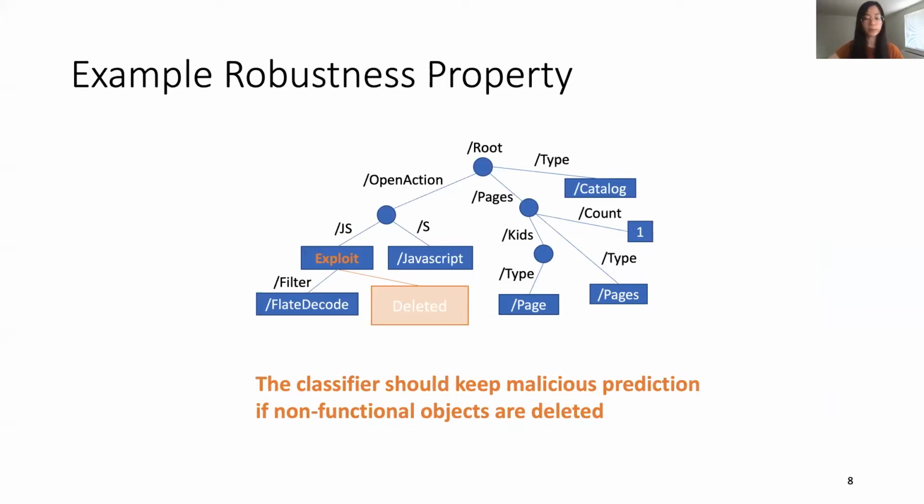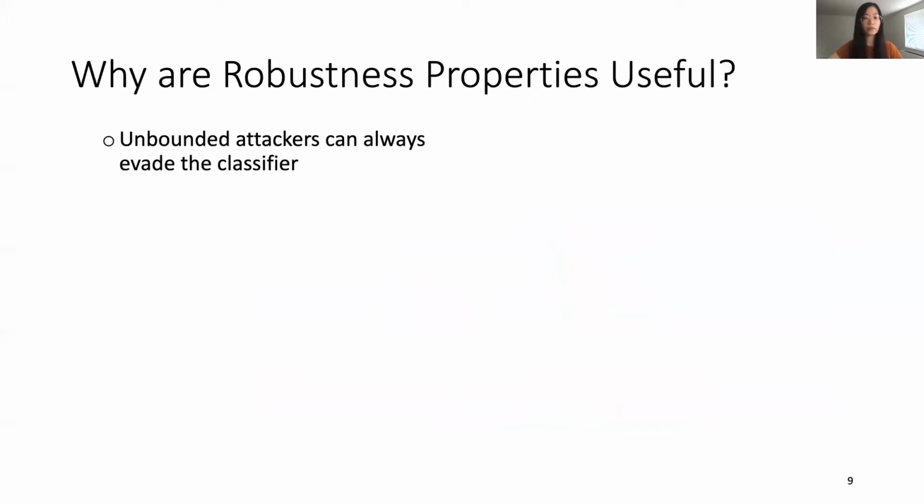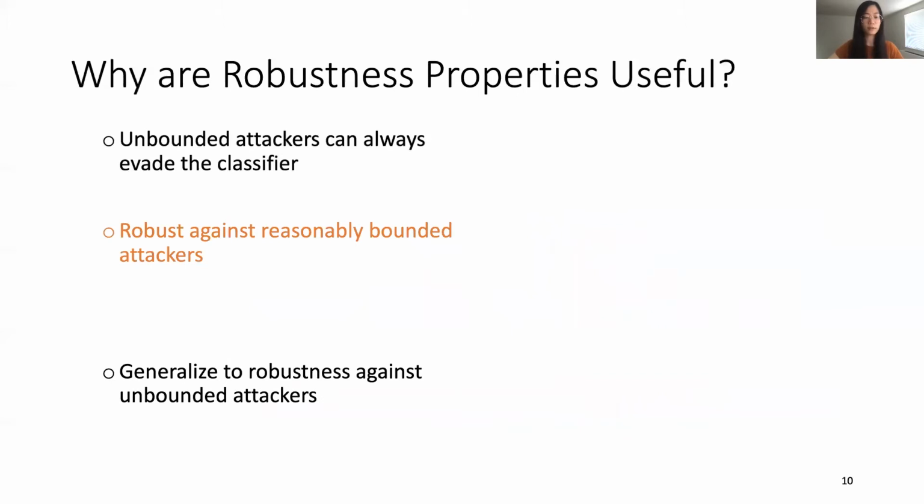field of the exploit. In this paper, we take the first steps to train verifiable robustness properties for PDF malware classifiers. Why are the robustness properties useful? Our key idea is the following. Given enough resources, unbounded attackers can always evade the classifier. Therefore, we evaluate a classifier's robustness against attackers within some reasonable bound. Since classifiers learn to generalize, if we train a classifier with robustness against bounded attackers, it should generalize the robustness against unbounded attackers to some degree.